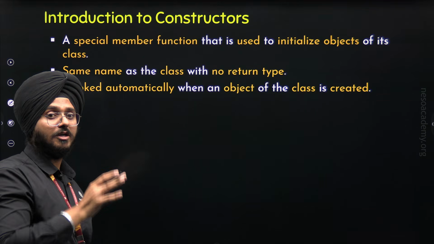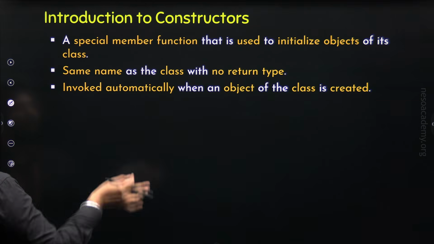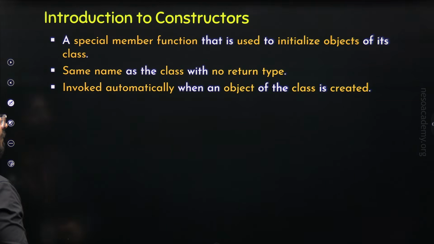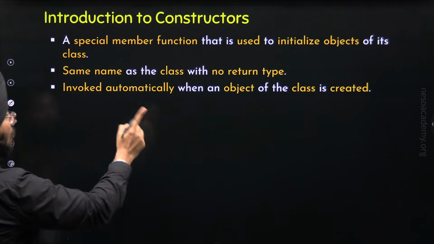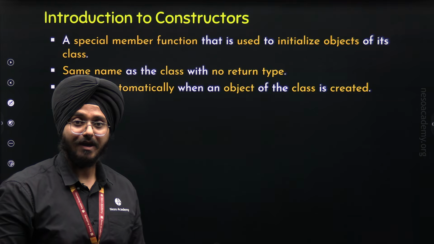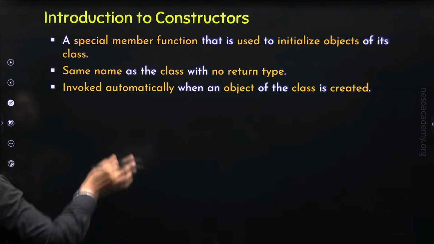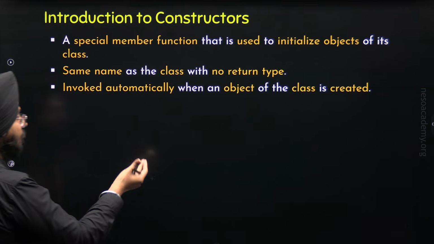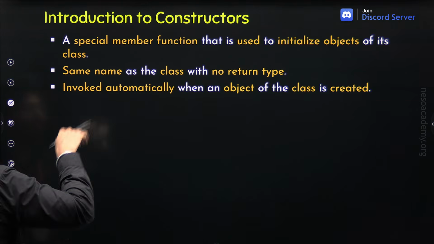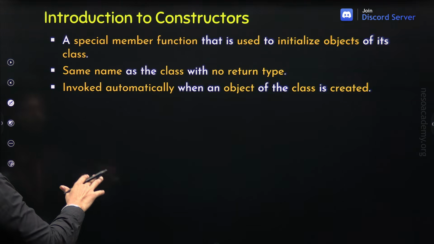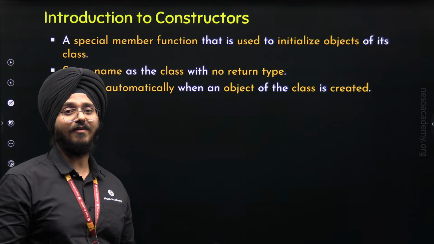So when we create an object of the class, it will be invoked or called automatically. We do not have to call the constructor on our own explicitly. It has the same name as the class and it does not have a return type. That is why it is called a special member function. I hope this is clear to you. Through a constructor, we can initialize objects of its class. And this can be done without the need of calling the function explicitly. So in this way, we can mimic the behavior of a built-in data type through a user-defined data type.